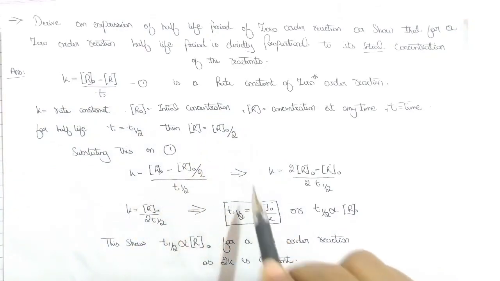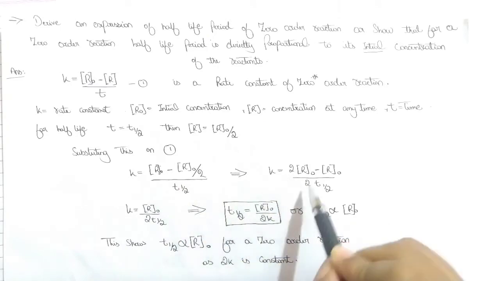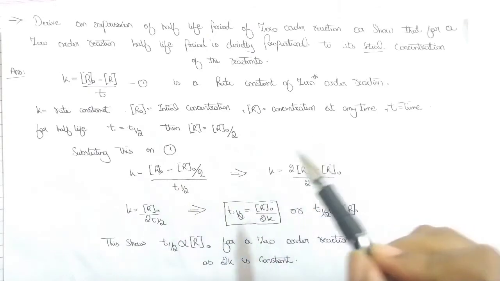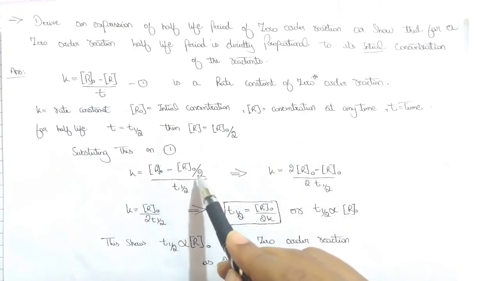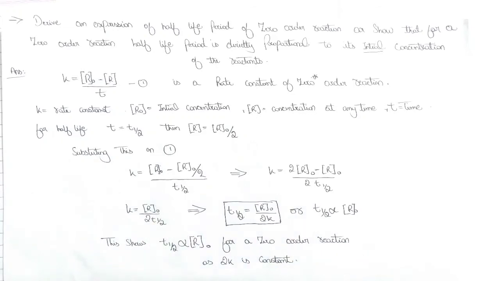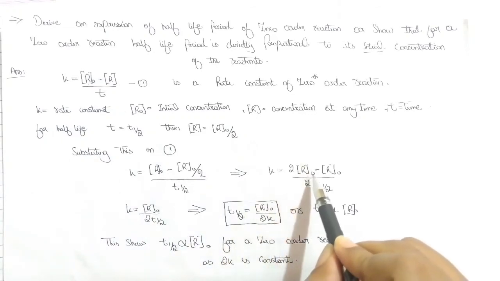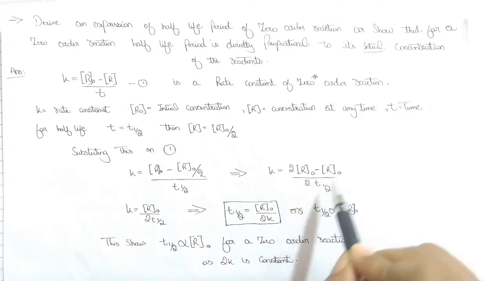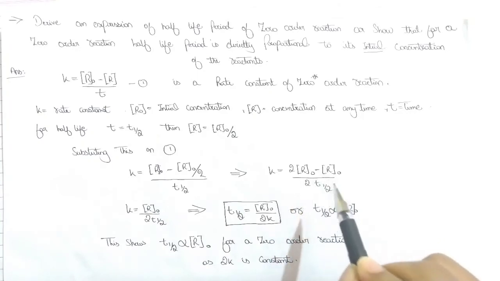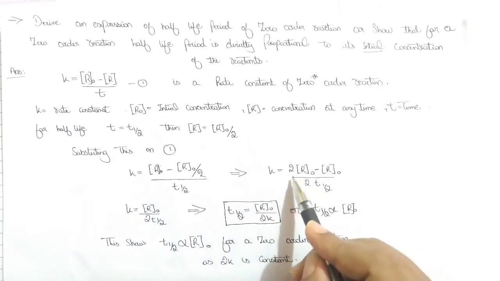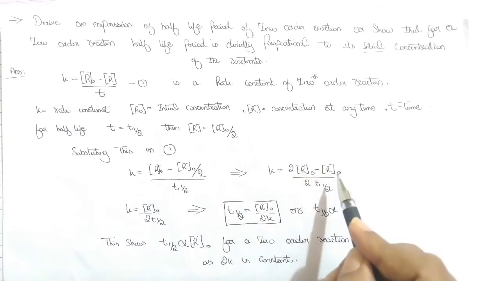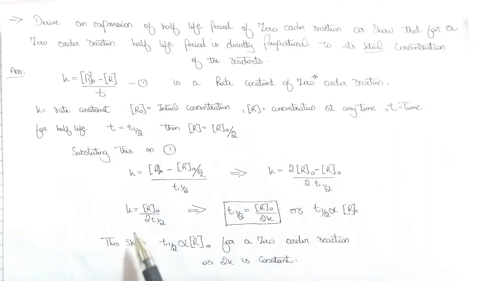Now on simplifying, k is 2 times R naught minus R naught. I hope everyone knows LCM. Take 2 on this side, and 2 will be retained in the denominator. 2 times R naught minus R naught, that is 2 times the initial concentration minus the initial concentration, over 2 times t half. Now 2 of something minus something is nothing but 1 of something, that is the initial concentration R naught over 2 times t half.